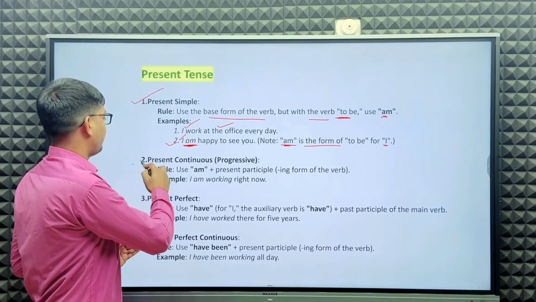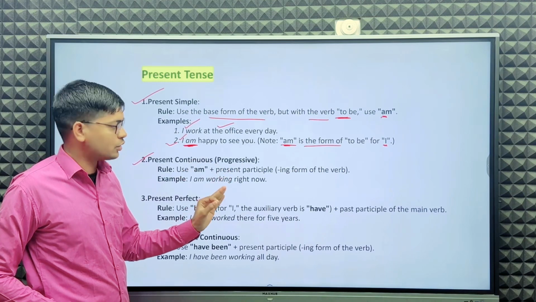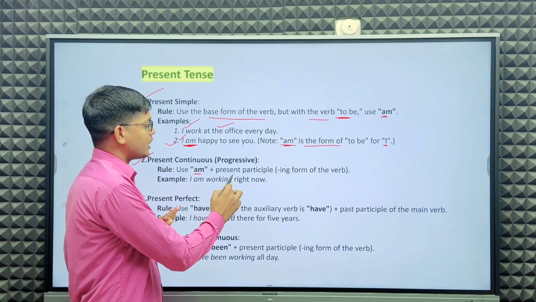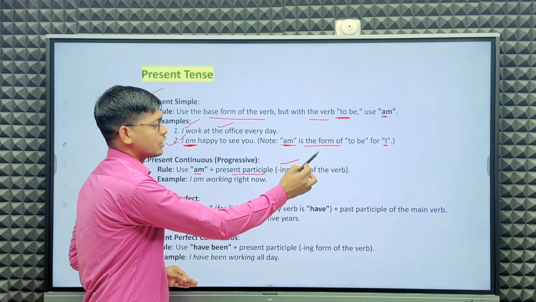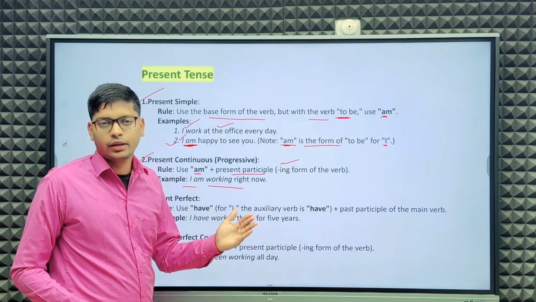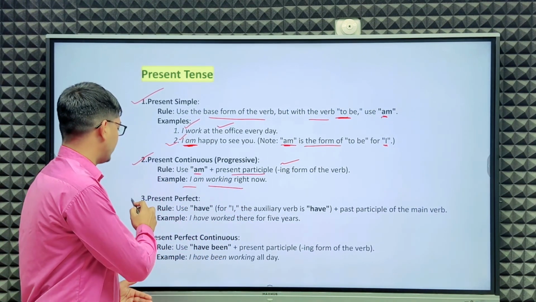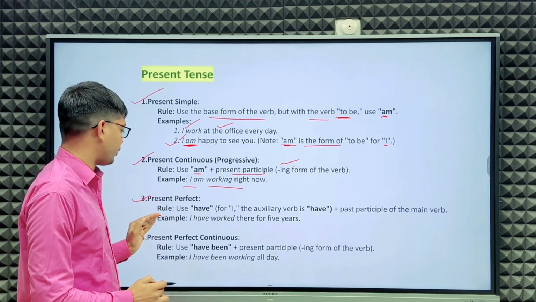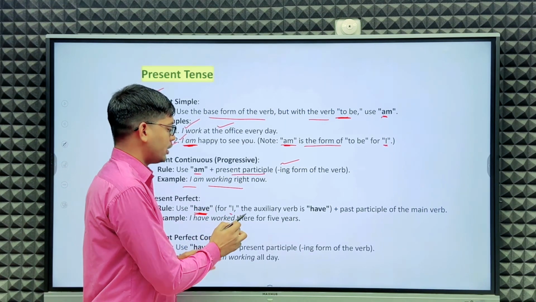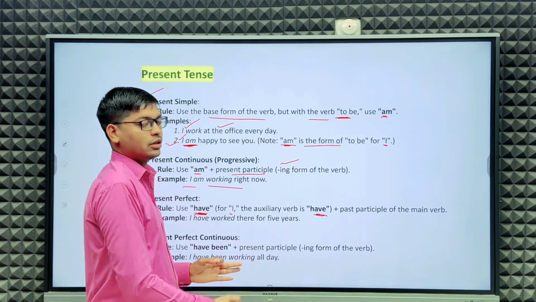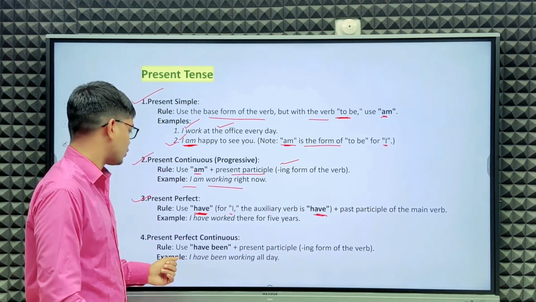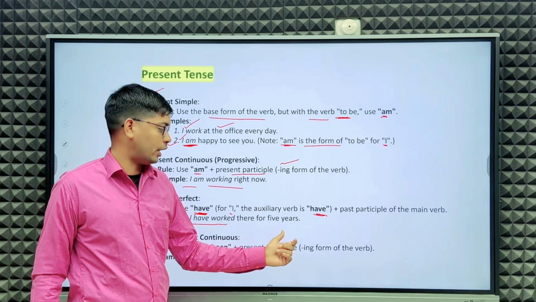Next, present continuous tense: use "am" plus the present participle, the -ing form of the verb. I am working right now. Next, present perfect: use "have" with "I". The auxiliary verb is "have" plus the past participle of the main verb. So, I have worked there for 5 years.